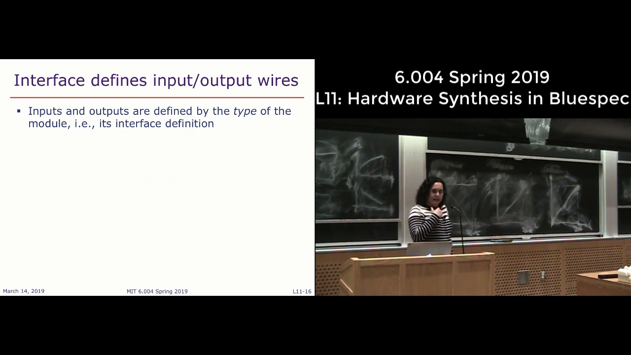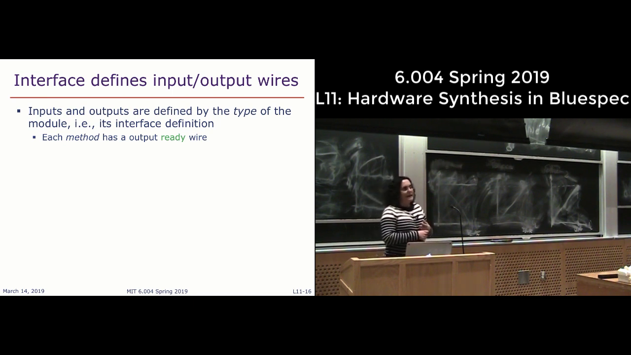Okay. So now let's move on to the next step, which is our interfaces. And our interfaces, as we've said, define our inputs and outputs. And so let's be more concrete about exactly what kind of wires we're going to have given any particular interface. Okay? So what have we said? We said that every single method is going to have a ready signal.